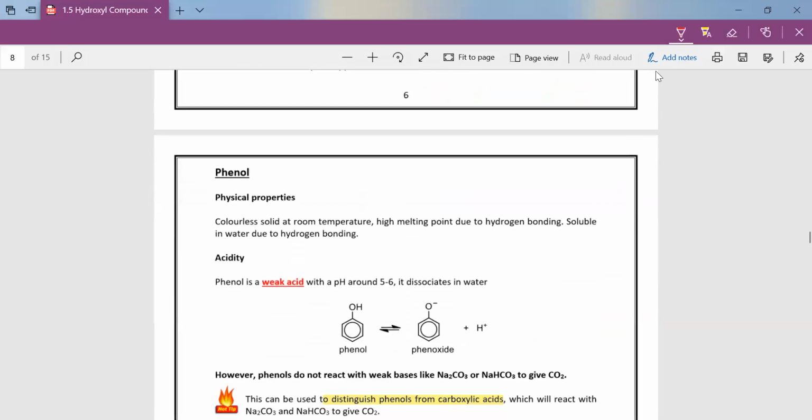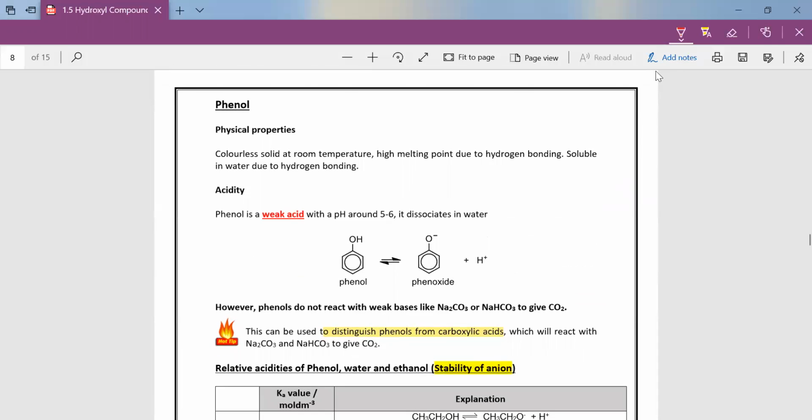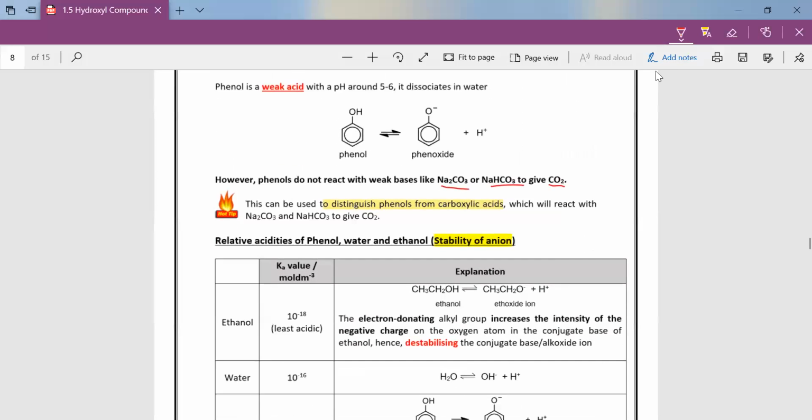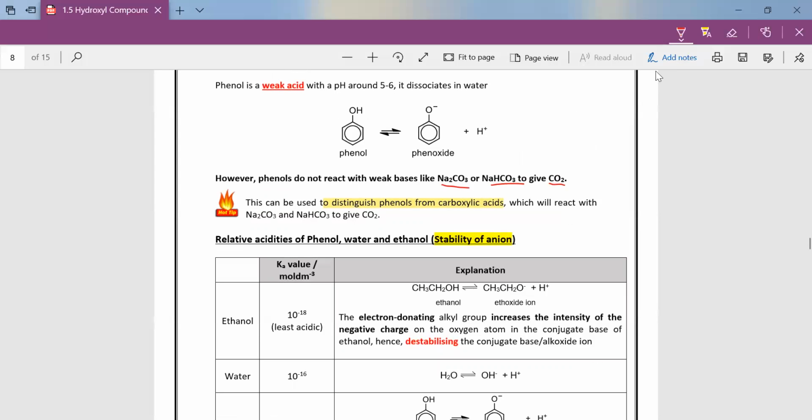Okay, second part of the lesson, we're going to be talking about phenol. Phenol is a weak acid. So actually, any question that tells you it is a weak acid, you have to suspect phenol. But being a weak acid, phenol does not react with sodium carbonate or sodium hydrogen carbonate to give carbon dioxide. So that also is quite telling about the strength of the acid in phenol. We can distinguish phenol from carboxylic acid with sodium carbonate.